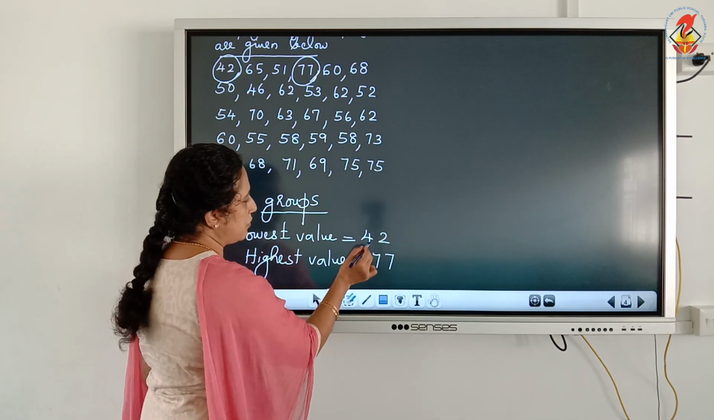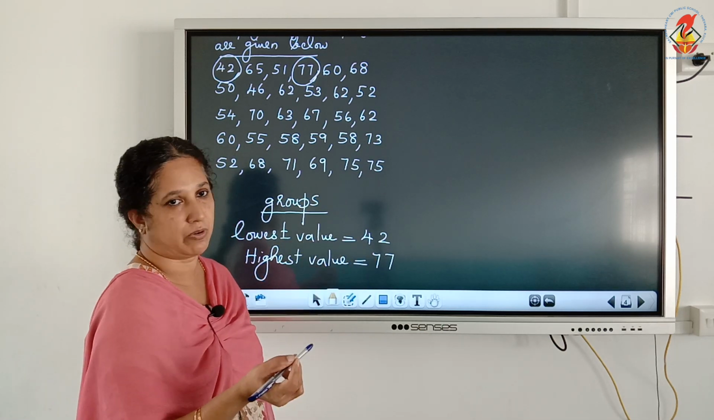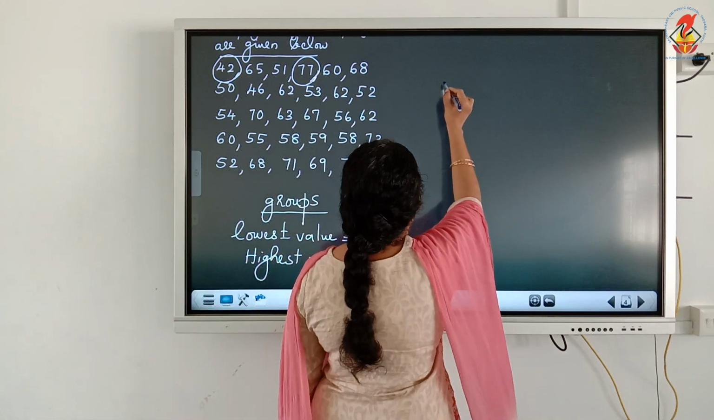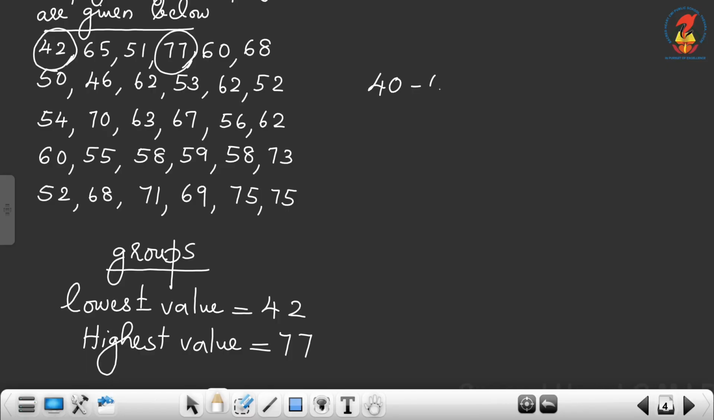Now the lowest value is 42, so we can start from 40 onwards. We can write one group as 40 to 50. Then the second group we can take as 50 to 60, the third group 60 to 70, and the fourth group 70 to 80. Now the lowest value and the highest value are included in these groups, and all other observations are also included.